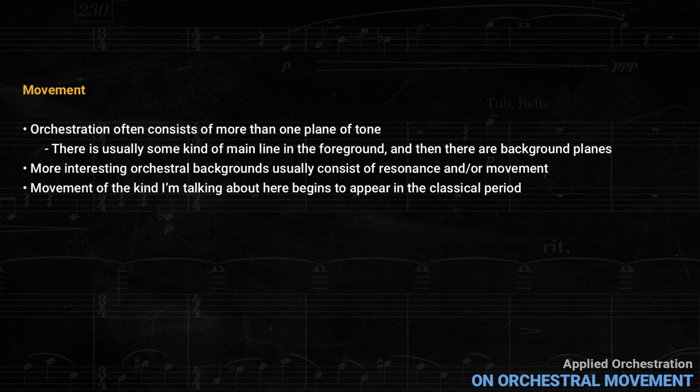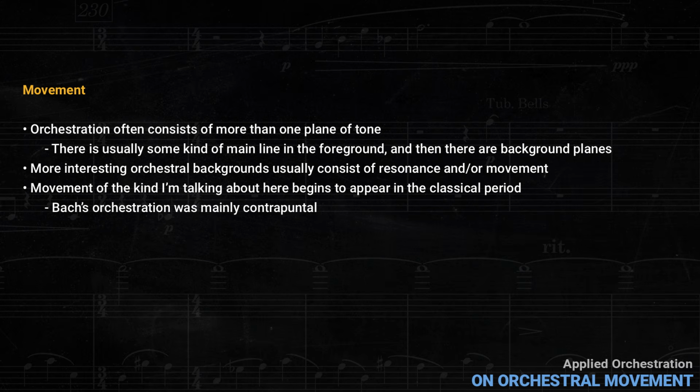Movement of the kind I'm talking about here begins to appear in the classical period. Bach's orchestration was mainly contrapuntal. The secondary lines were melodically interesting, usually real counterpoints. The basso continuo served to unite the harmony of the various contrapuntal strands.